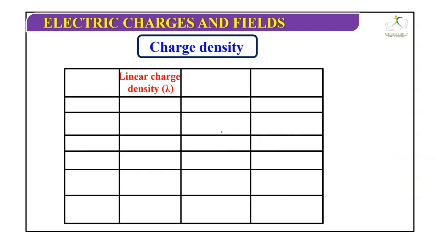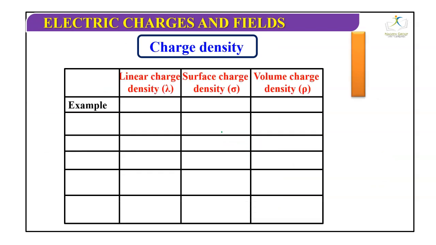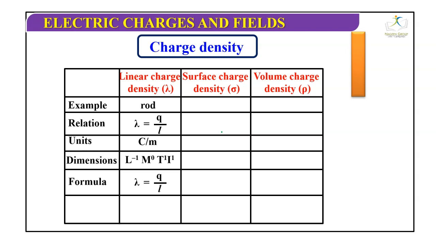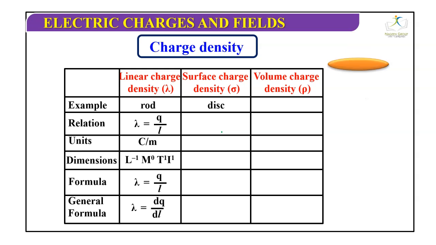Charge density we can calculate like this. For a rod, the relation is lambda is Q by L, unit Coulomb per meter, dimension L minus 1 M0 T1 I1. The general formula is lambda is equal to dq by dl. For surface charge density, which is sigma, for a disk, sigma is equal to Q by A. Its unit is Coulomb per meter square and its dimension is L minus 2 M0 T1 I1. The formula is sigma is equal to Q by pi r square, and the general formula is dq by dA.